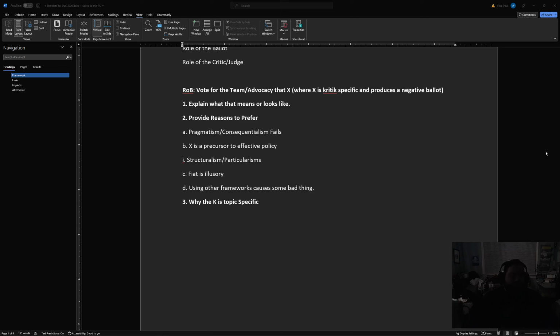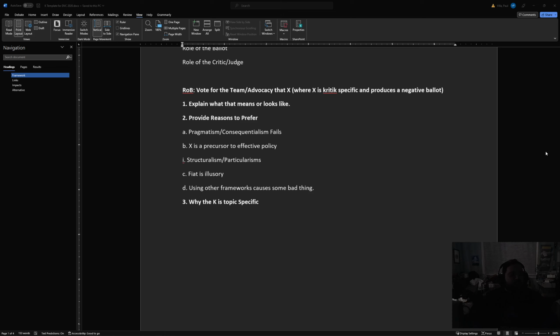I was going to go deeper into that discussion, but let's just, for the sake of time, not go into that. The basic point is that X is a precursor to effective policy. Now, obviously, X ties back to the original X here. When we were talking about our role of the ballot, you want to make an argument for why doing the K comes before doing policy, why we can't have effective policy without doing it.